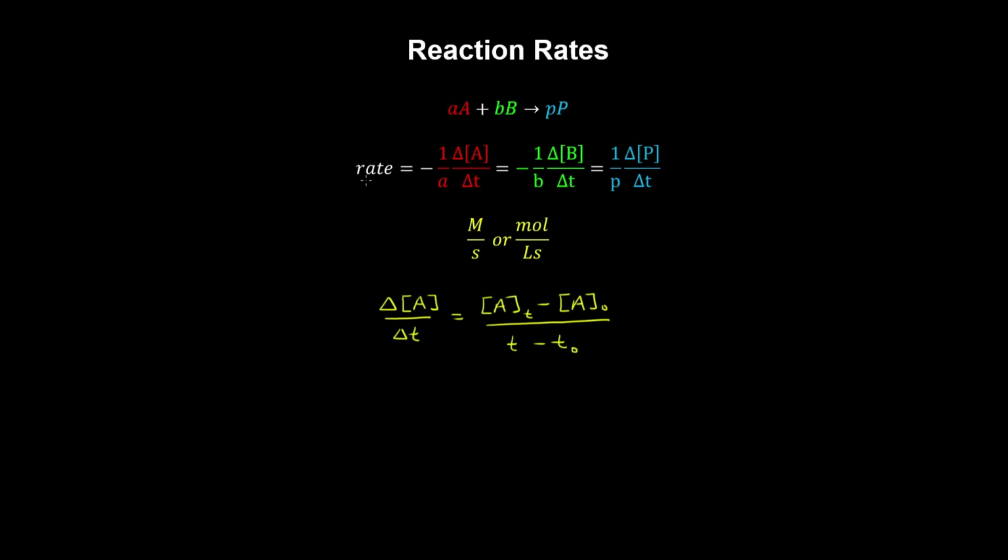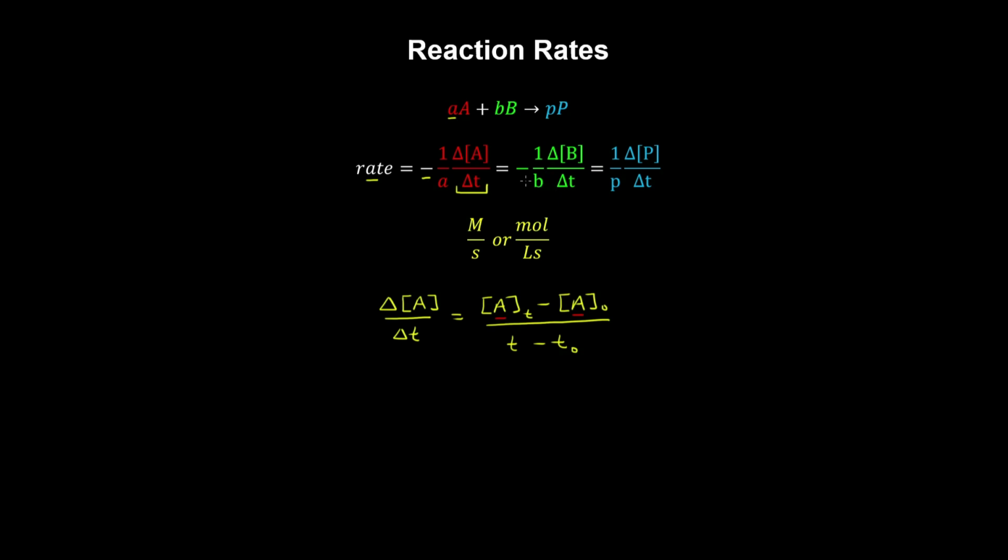Well, the rate of the reaction is equal to the rate at which the reactant is consumed on the stoichiometric coefficient. And a negative sign indicates that the reactant is being consumed. So the concentration of the reactant is dropping from the initial concentration.